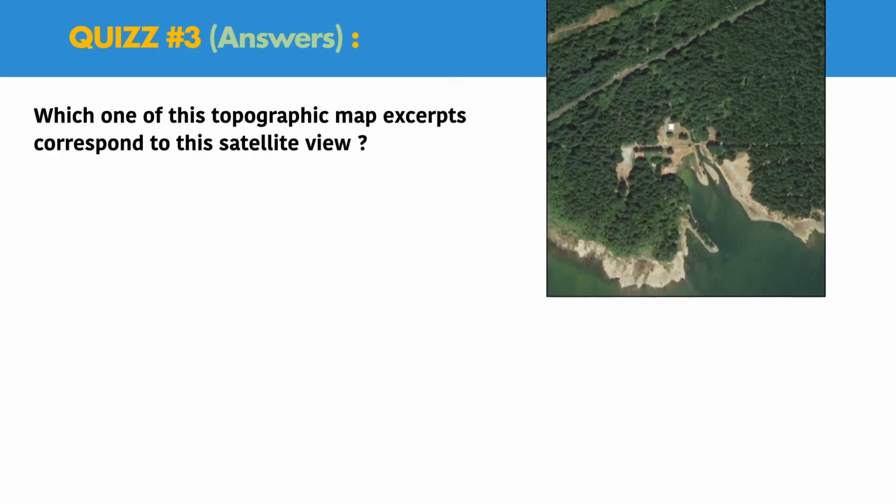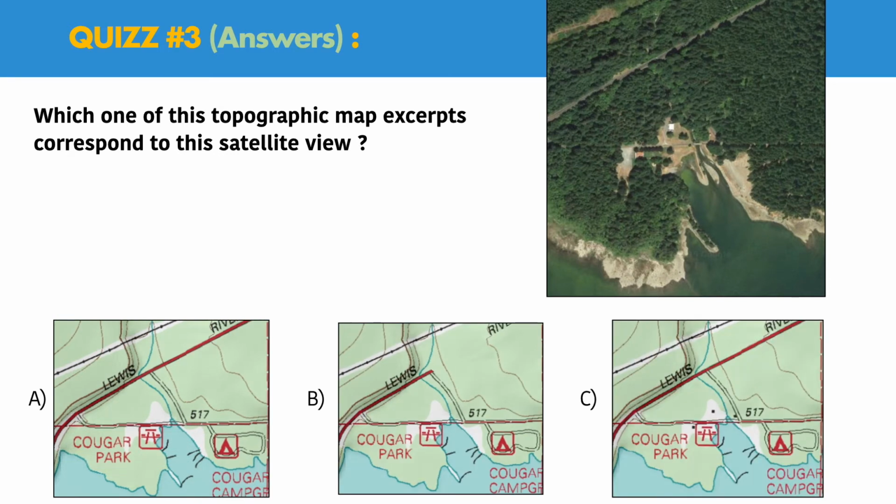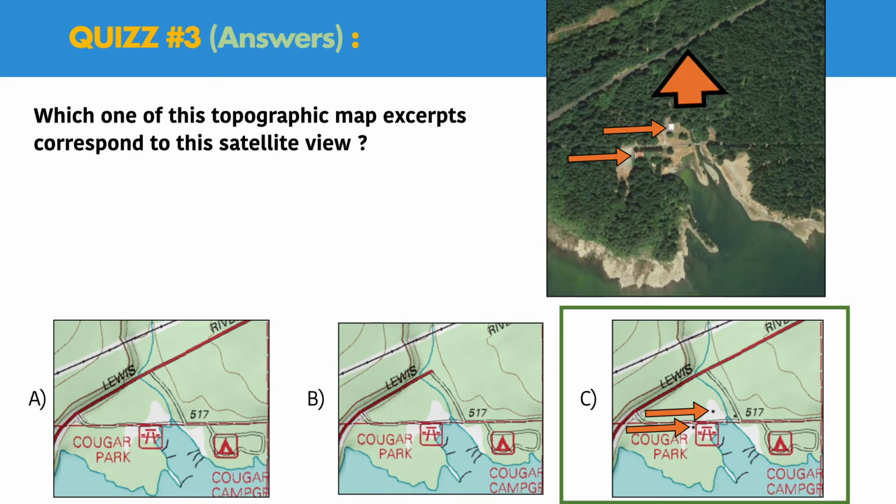Which one of these topographic map excerpts corresponds to this satellite view? To know the correct answer, we have to identify the differences between these three photos. The first difference is the highway. In the second photo, it stops at this place and the other ones continue. The second difference is these little houses here. They are only in the third topographical map. So the correct answer is C, because this highway corresponds to this and these houses correspond to those here.